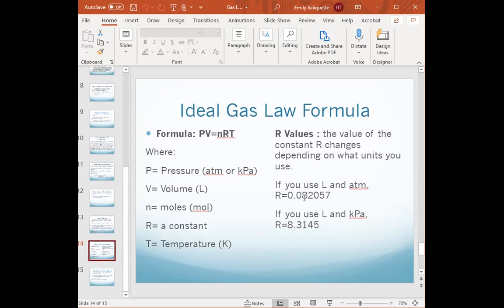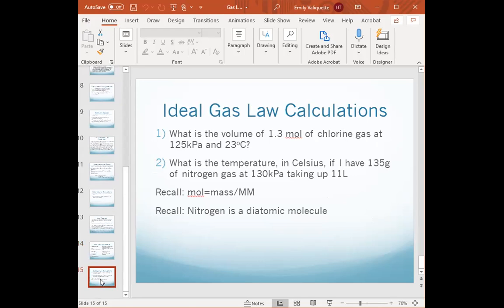And then over on the side here, we have the two different possible R values. Again, these are going to be on your formula sheet. For both of them, again, we're going to be using liters for volume. But if we're using atmospheres for pressure, then we use this R value, the 0.081. And if we're using kilopascals for our pressure, then we have to use this R value, the 8.3145. So let's try a couple practice questions.